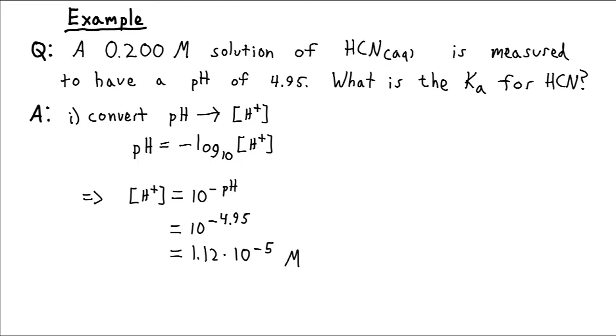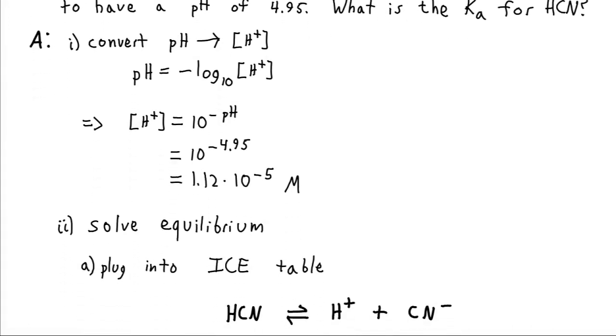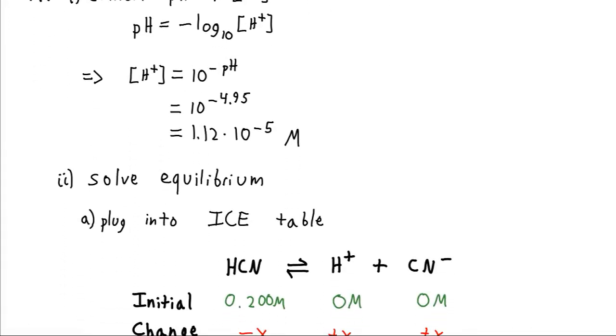10 to the minus 4.95 is 1.12 times 10 to the minus 5, and we'll stick on units of molarity because this is a concentration. Now we can solve this as a typical equilibrium problem. So we'll go ahead and pull out our ICE table, and initially we have 0.2 molar concentration of our hydrocyanic acid. And at the very start, none of it's decomposed to make any H plus or CN minus.